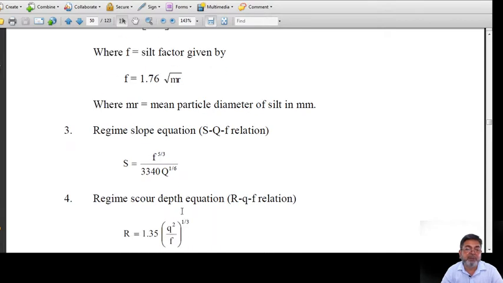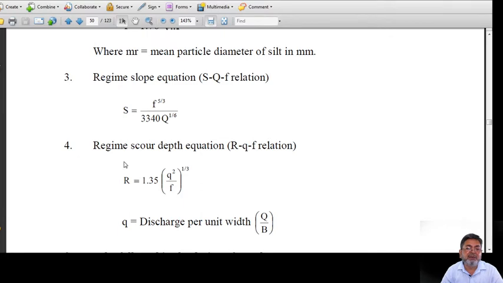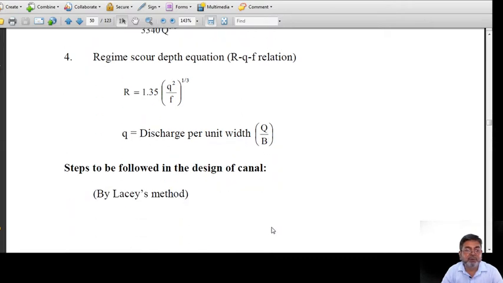Now another equation, Lacey's regime scour depth equation, is given to you. This can calculate the depth of scour, how much the scour depth will be. That is being given by this equation. Small q is equal to capital Q upon B, where B is the width of canal.